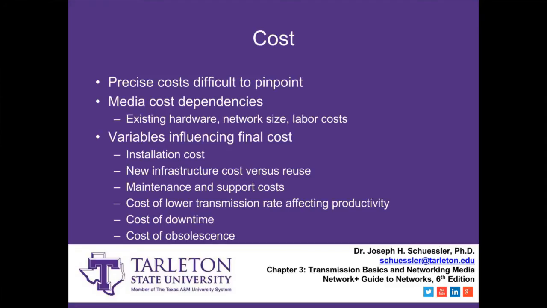Cost of lower transmission rate affecting productivity. You've got a network infrastructure that's designed to send data at 10 megabit. Well, that was fine 15 years ago. Today, that's going to negatively affect productivity in most cases. The cost of downtime is not the same from one company to the next. For some, they have plenty of things to be doing. If the network goes down for a little bit, it may not affect them. For others, say Amazon, for example, whose entire livelihood is online, if they go down, the cost is significant. And then there's the cost of obsolescence, stuff just getting old.